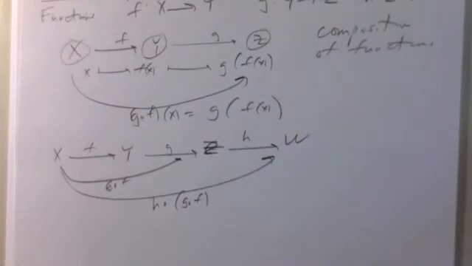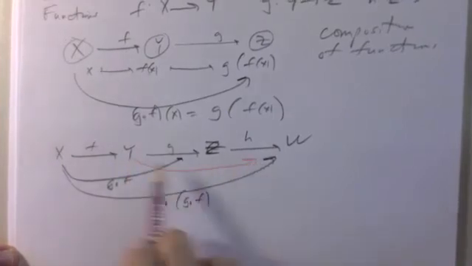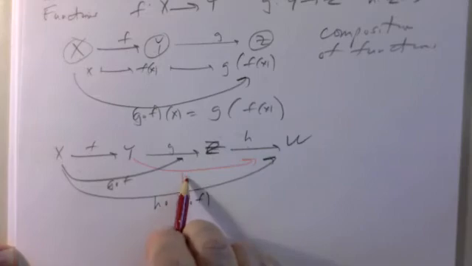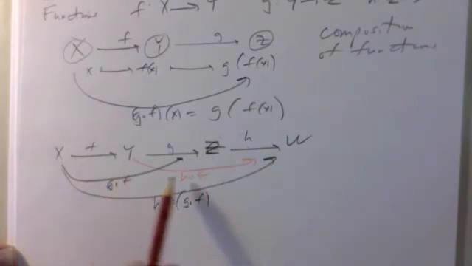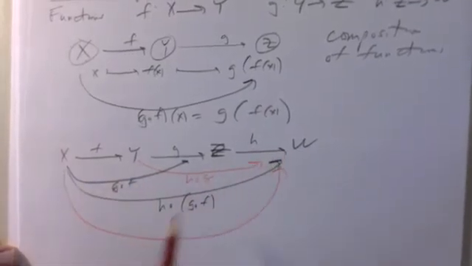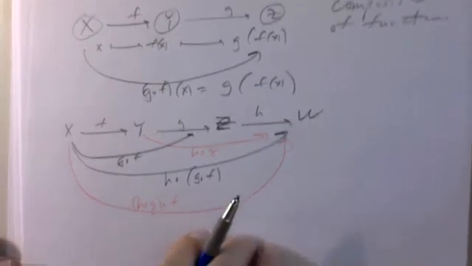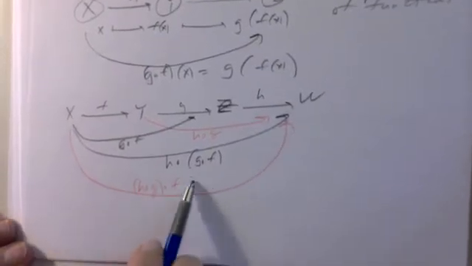But of course, it's not the only thing that can happen. If y goes to z and z goes to w, you have a function from y to w, which is h composed with g. And if you compose this with the function f, you get a different function from x to w, which is h composed with g composed with f. So these are two different functions, superficially.